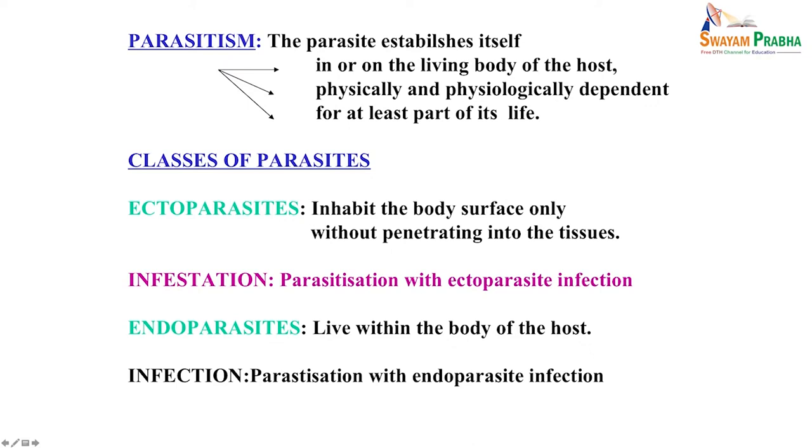Now, there are different types of parasites. They could be ectoparasites. You can understand from the name. Ecto means that they inhabit the body surface only. They do not penetrate into the tissues. Infection by these ectoparasites is known as infestation. While endoparasites are the ones which live within the body of the host. So, infection by endoparasites is what is known as parasitic infection. Infestation is by ectoparasites, infection is by endoparasites.